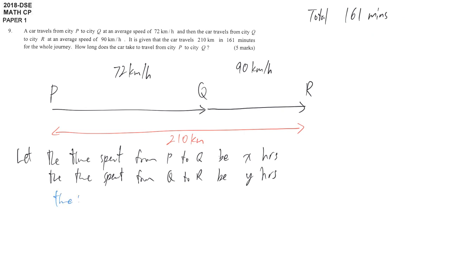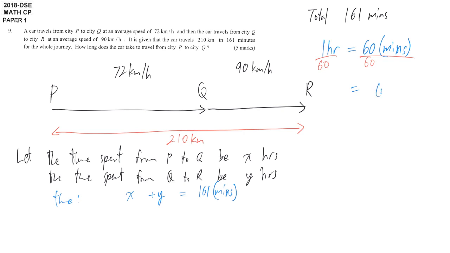About the time requirement, we know that we spend x hours plus y hours, which should equal 161 minutes. But here is a problem: 161 minutes is not the same unit as what we let, and we prefer to use hours because of the speed. So we have to change this one. If you want to change the unit, you find out your target, you want to change the unit to hours, then you just think about how they are related. 1 hour is equal to 60 minutes. Everyone knows that. So if you want hours, then you just divide both sides by 60.